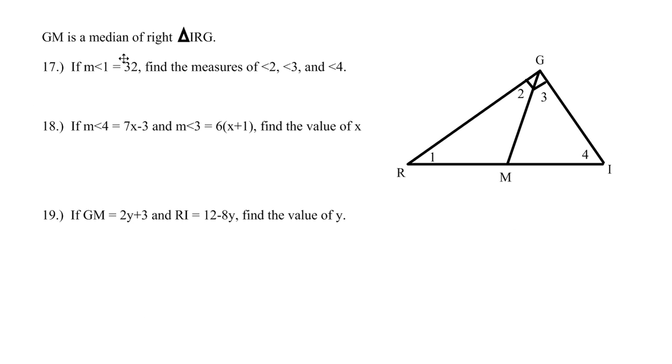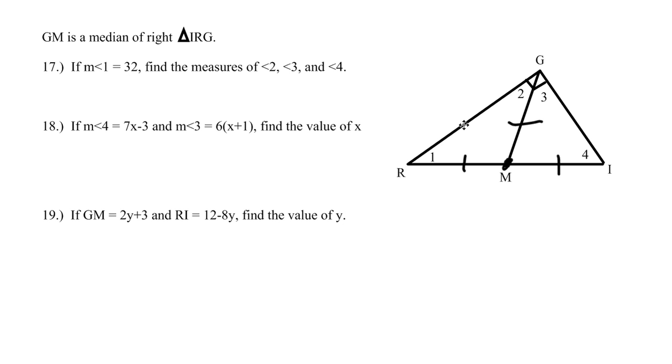Next, we're told that GM is a median of right triangle IRG. So that means this piece is equal to this piece. And we had a theorem that said if we have the midpoint of the hypotenuse of a right triangle, that point is equidistant from R, I, and G. So that means these three segments are equal. That might make everything solving here easier.